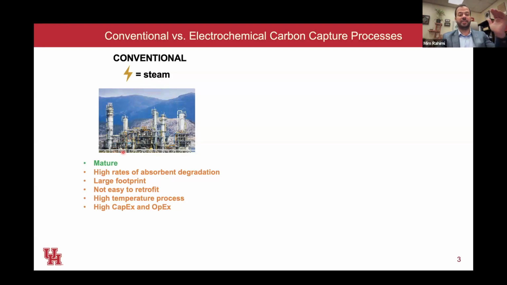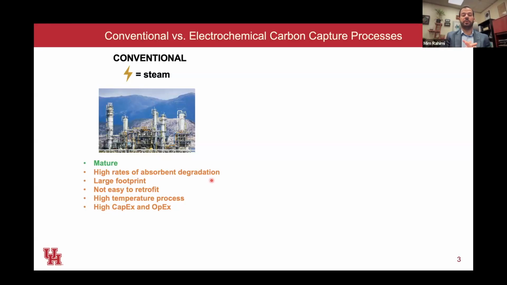But if we want to be picky and point out some of the challenges these technologies are currently facing, we could point to the high rate of absorbent degradation. It requires partial or complete replacement of the absorbent after some time of operation. They have a relatively large footprint. It's not easy to retrofit, especially for those point sources that we already built. And they also rely on high temperature operation and relatively high CapEx and OpEx.